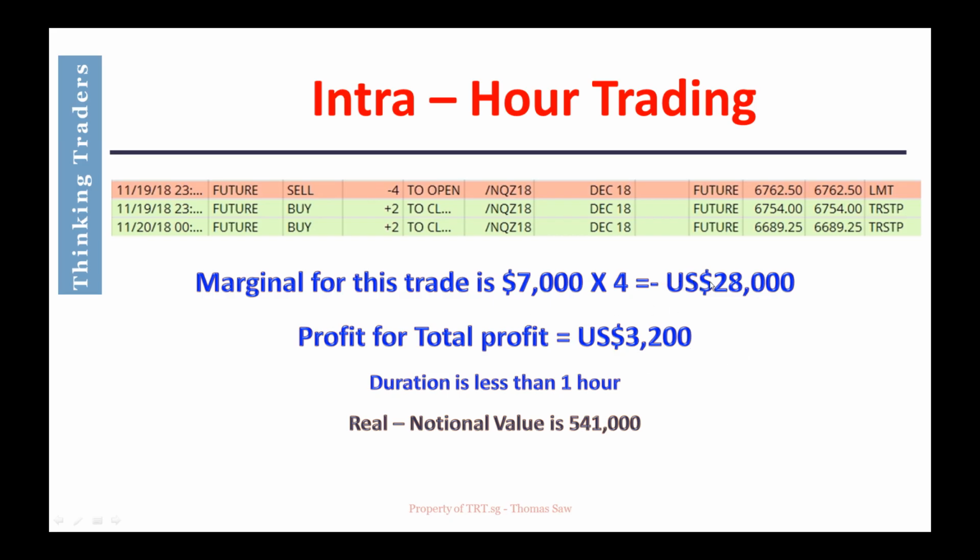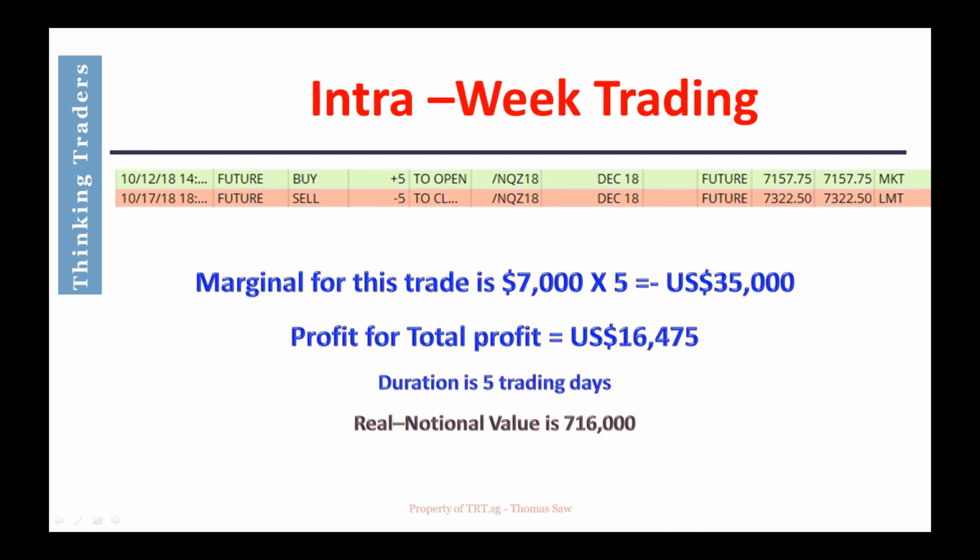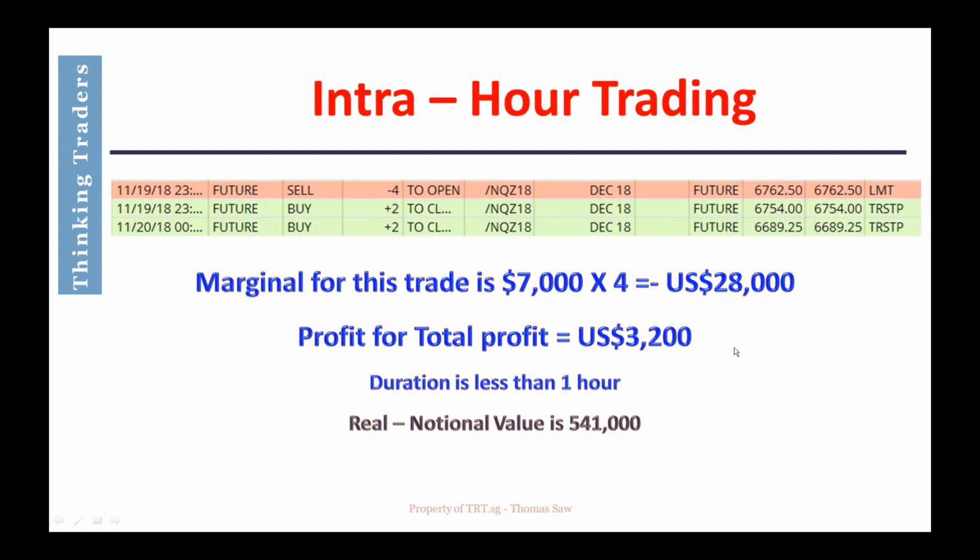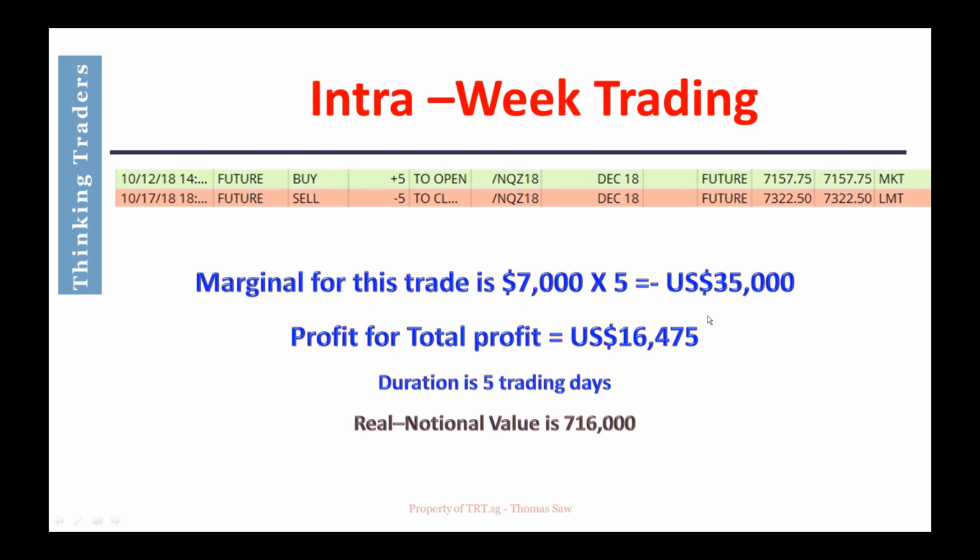My margin requirement is only $28,000. But what is the underlying value? The underlying real notional value is 54,100 units. Remember, each unit is 6,762. Each contract represents 20 units. So you can work out the numbers. You can make $3,000, $16,000 type numbers because you're using high leverage.